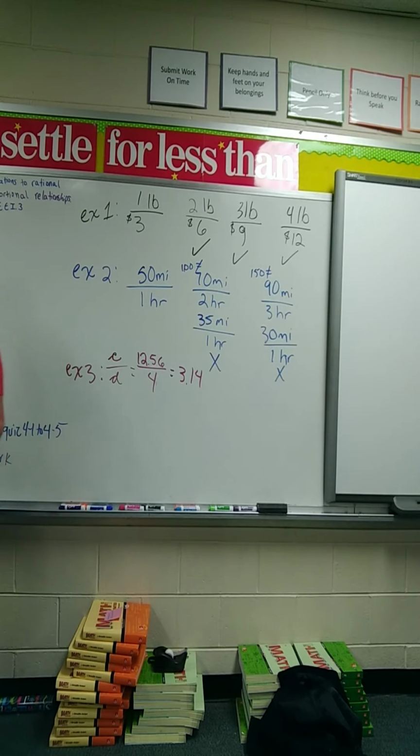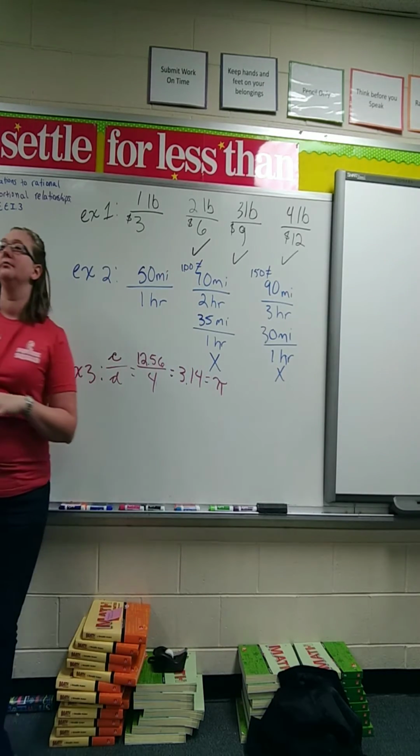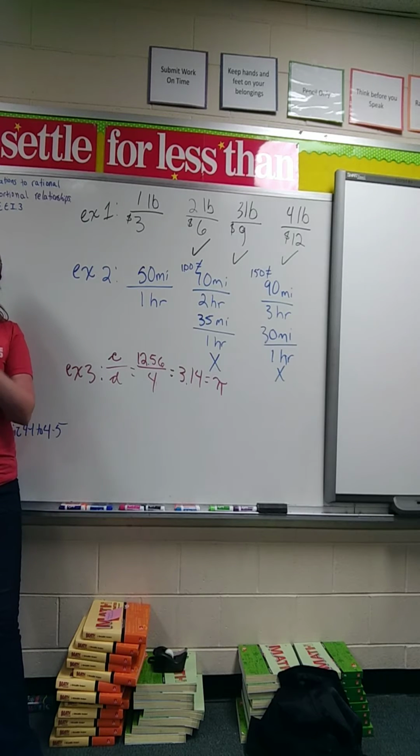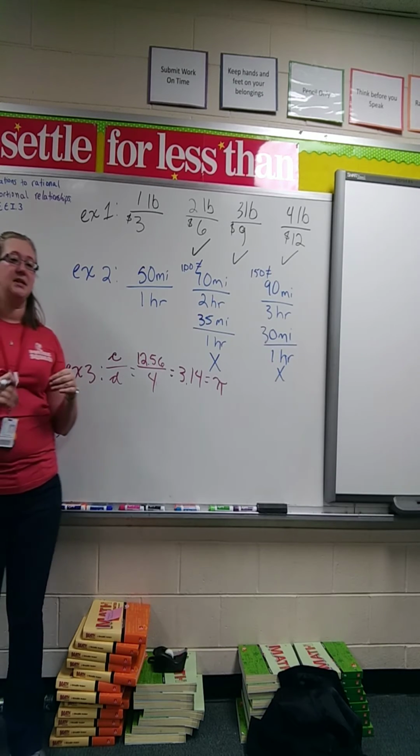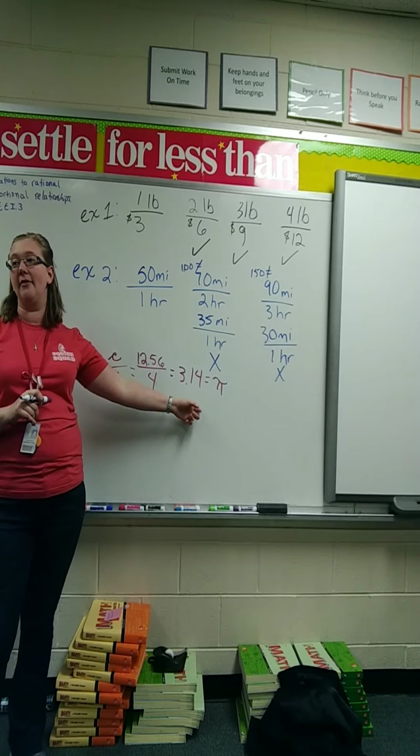Does anybody know what we call that special number? Yes. Pi! I love pi. Now, 3.14. We could go on and on and on with the decimal places, but for our purposes, we only need to know this part. Okay, we're not going to have to go out further than that.